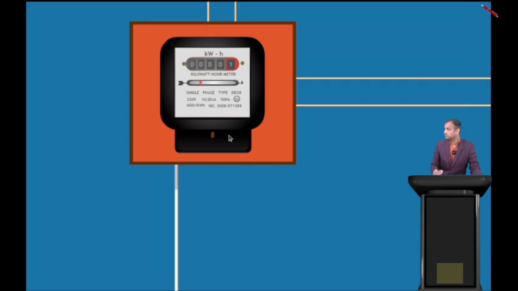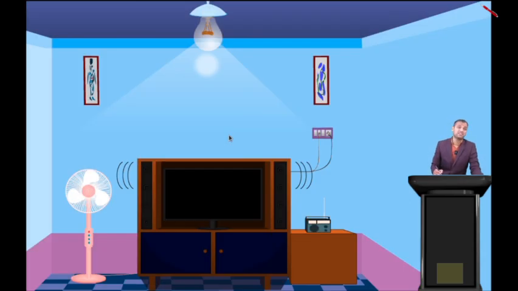So what happens if excess current flows into our appliances? What does excess current mean? More and more current. If it comes into an electrical bulb, the filament gets more heated, and then it will blow off. So excess current damages the electrical appliances.